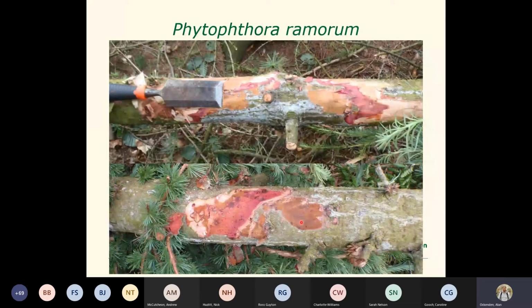So basically what the ramorum is doing is going through, destroying the cell structure, taking all of the starches and bits and pieces it needs to survive, and then moving on to the next cell, destroying that one and moving on and so forth. So it's really quite an effective pathogen. And again, you can see a few bits of epicormic growth that have tried to flash out and then died off as well.